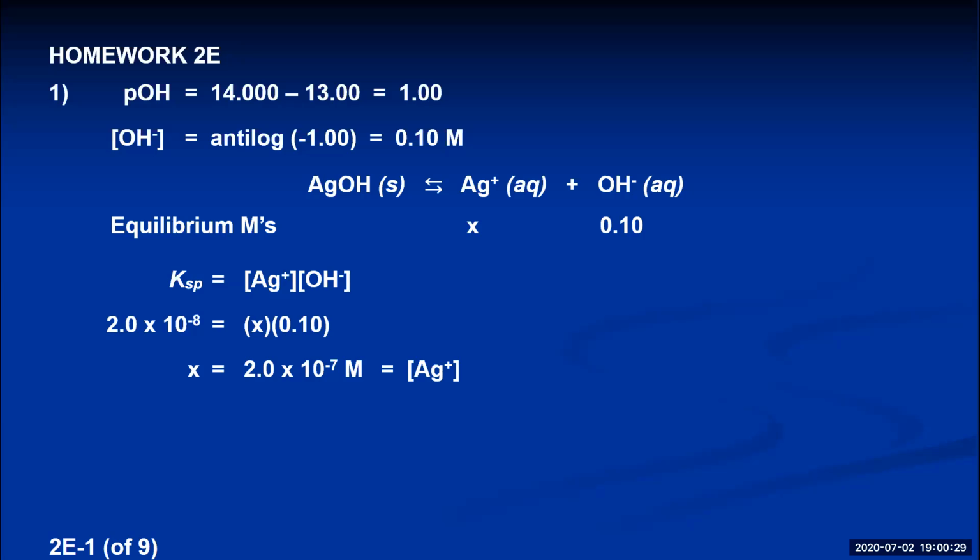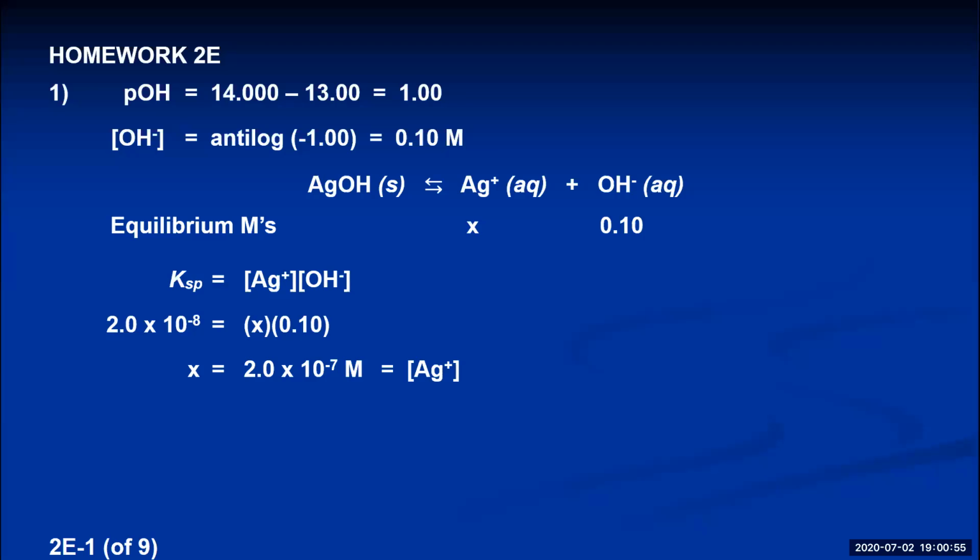Question number 2. A solution is initially made 0.10 molar in magnesium ions. Then sodium carbonate is added until the carbonate ion concentration is 0.0010 molar. Calculate the percentage of magnesium ions left in the solution at this point. So a precipitate is forming in this problem. The magnesium ions would be bonding with the carbonate ions to form the precipitate magnesium carbonate.